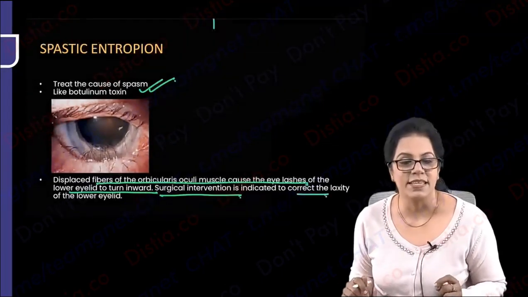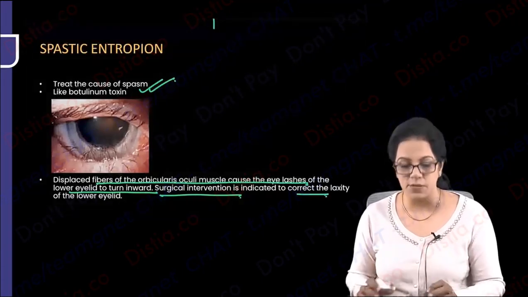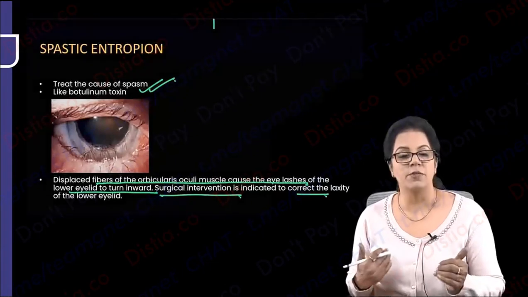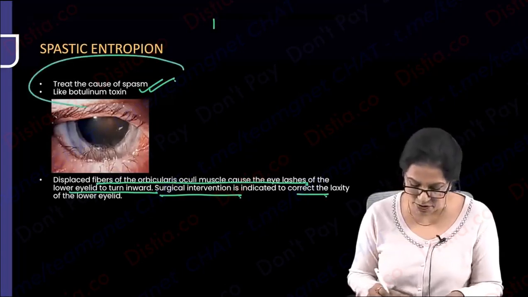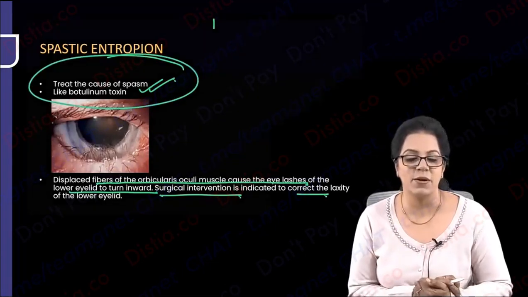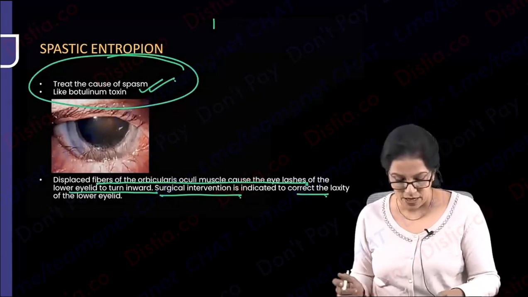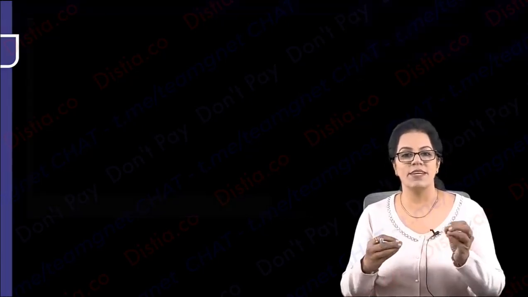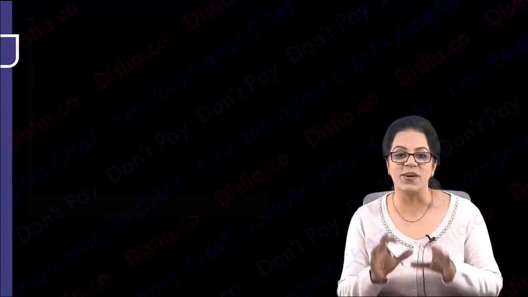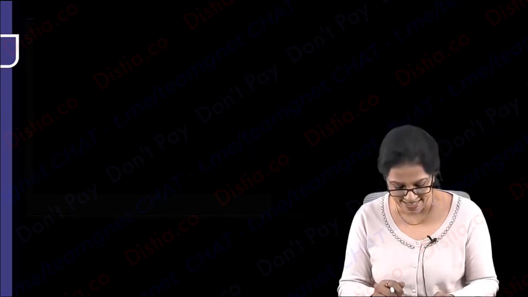Correct the laxity. So long-term patching can also cause displacement of orbicularis oculi. Again, what is important for you? Treat the cause of spasm and botulinum toxin. This is enough. Okay? We next talk about, all those points which are a little bit extra, I am also pointing it out. So if you are not in a mood to learn immediately, you may ignore it.